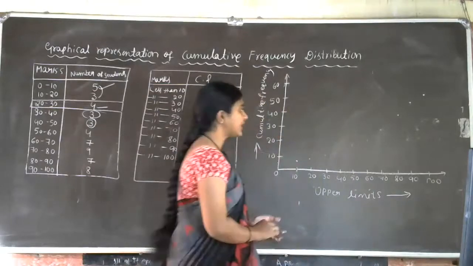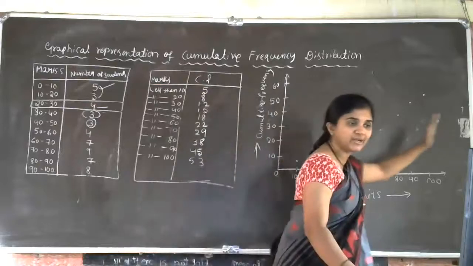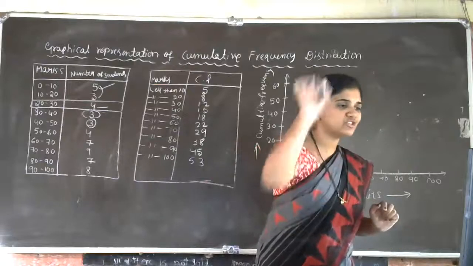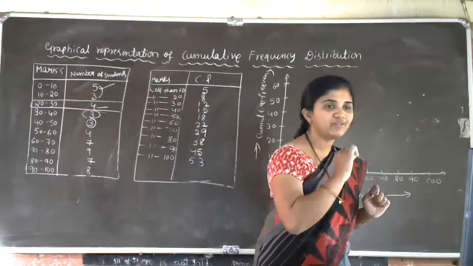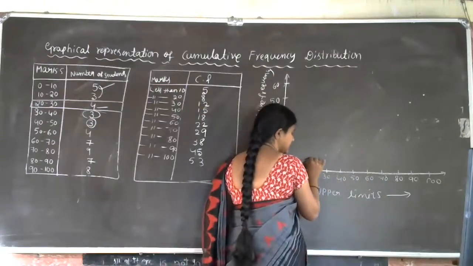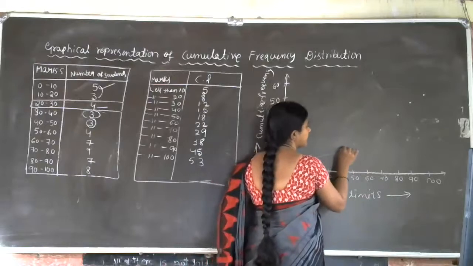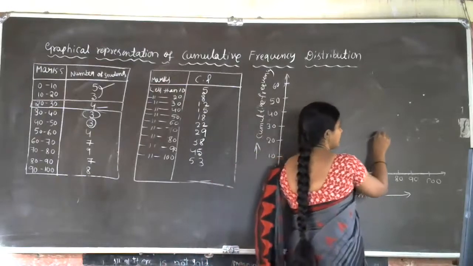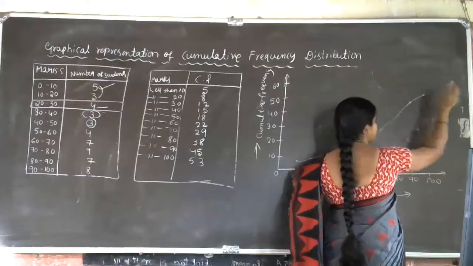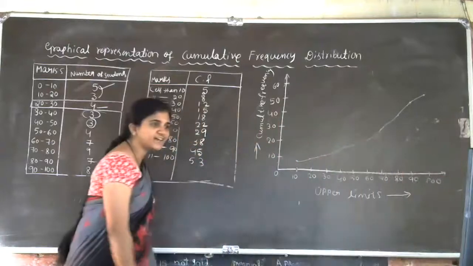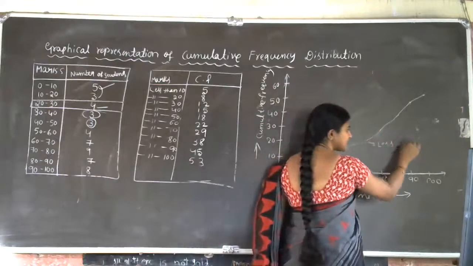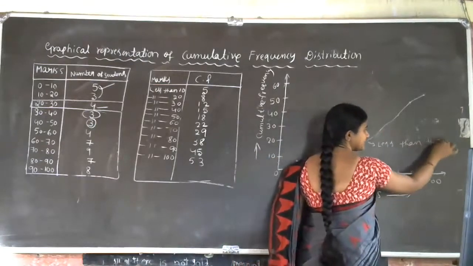Got the idea of how to locate the points? Now what we have to do? We have to join all the points in a smooth way, not using the scale. Just join the points like this. Here we don't want any straight line. This is an arc shape, actually a curve. Are you observing the curve here? This is the less than type curve.